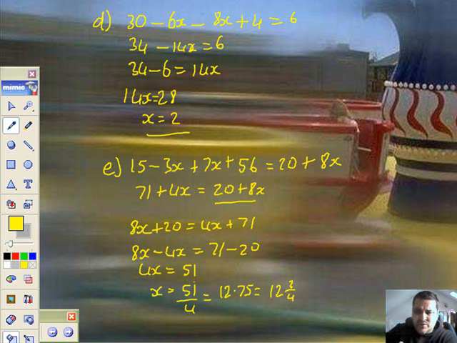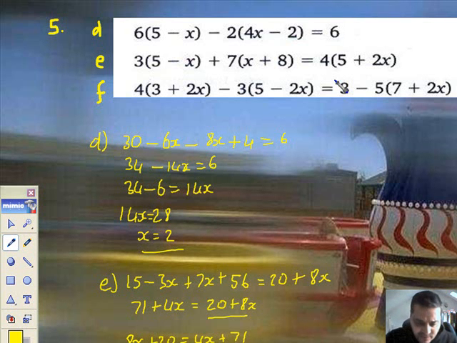This last one looks huge. Hopefully I've got some space to fit it there. If not, just turn over the page or add a page or something. Right, this one.